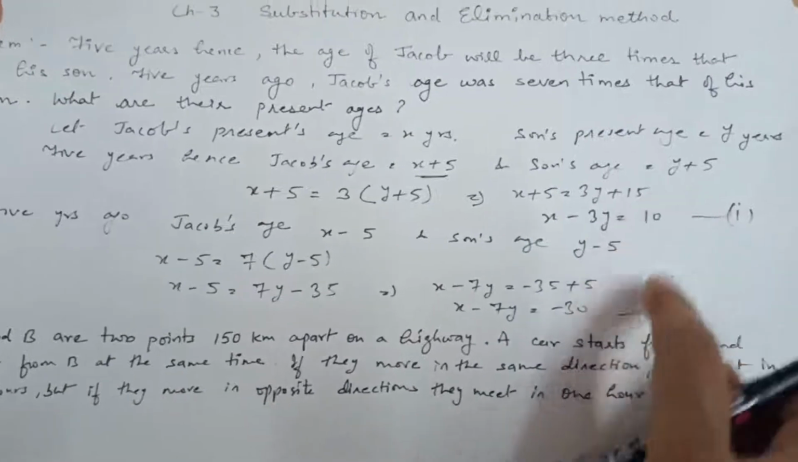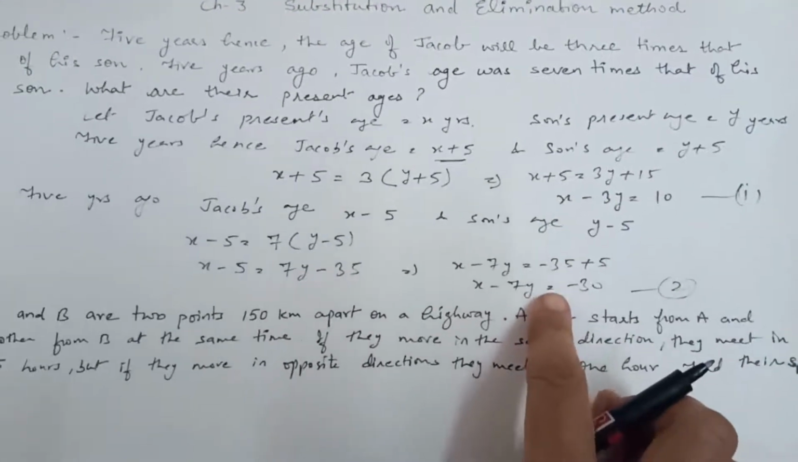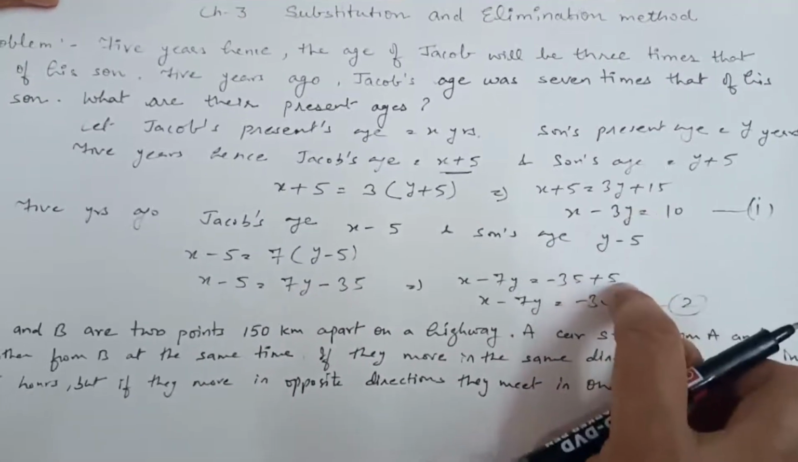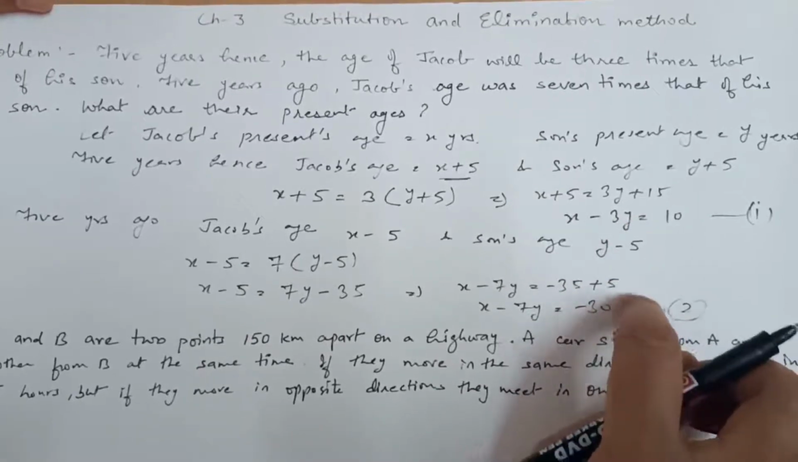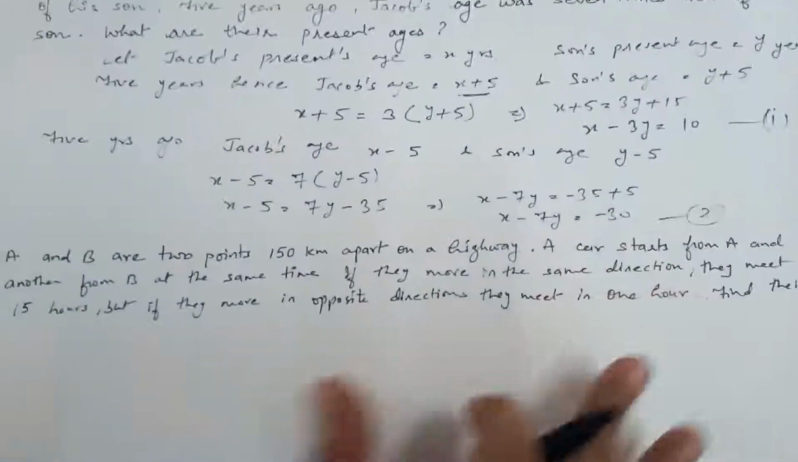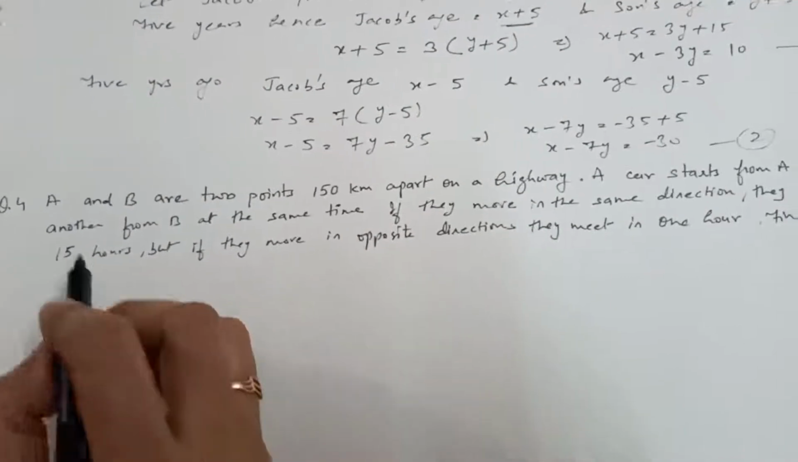Now two equations are there. You can use the elimination method and you will get the answer to this question. X and y you will get. That I am leaving for you. Solve it. Okay. One more interesting question that I am taking first.